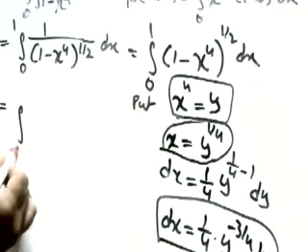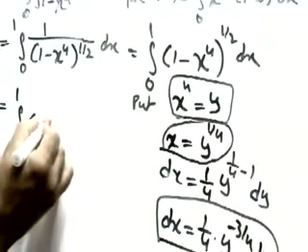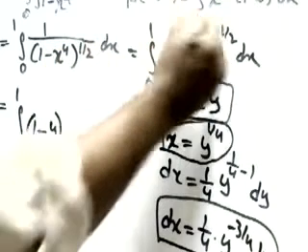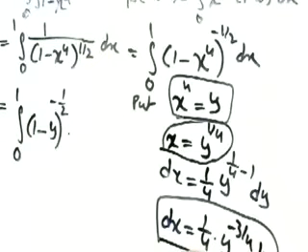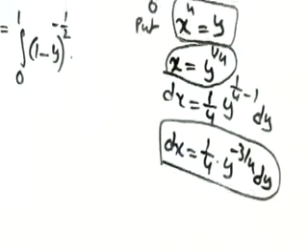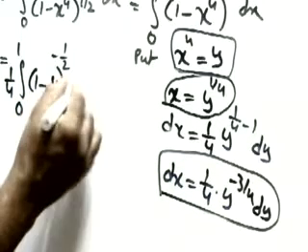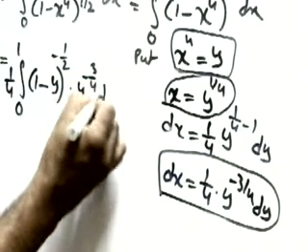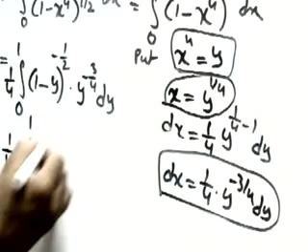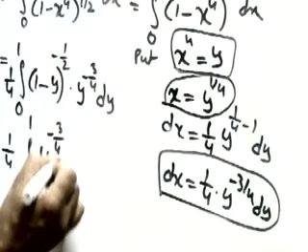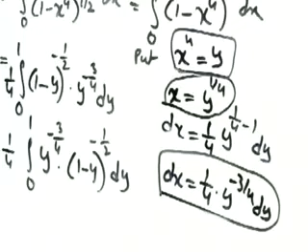So I am continuing: the integration, with no change in the limits, from 0 to 1. See here, 1 minus x power 4, the value of x power 4 is y, and if you bring this into the numerator it will be minus, into dx. We got this value as dx. Now watch carefully, this is a constant, so we can write the constant outside. Always write the constant outside. What is left here? y power minus 3 by 4 dy. So I am writing it like this: 1 by 4 into the integral from 0 to 1 of y power minus 3 by 4 into (1 minus y) power minus 1 by 2 dy.